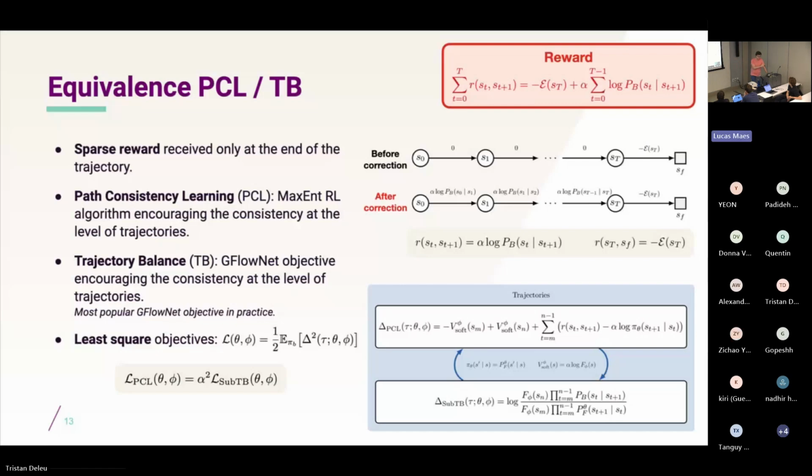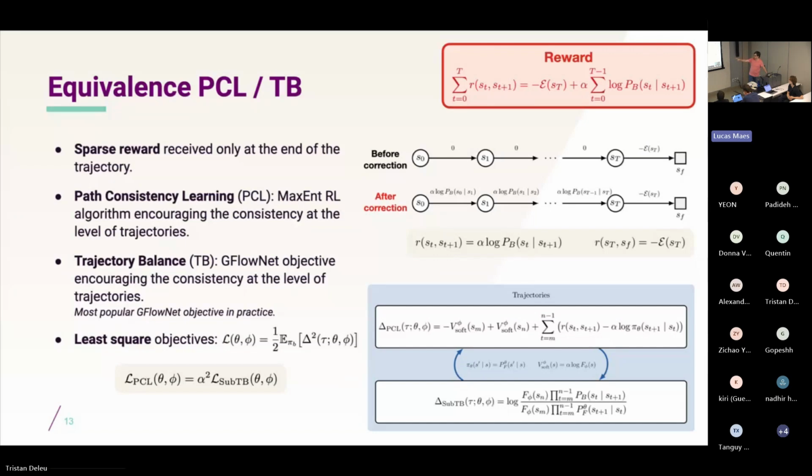This is on the one hand what we have for MaxEntRL, and on the GFlowNet side, we have this very popular objective called trajectory balance, which also encourages some kind of consistency at the level of trajectories. The objective that corresponds to it is given by this delta sub TB that I show down there. The objective for both PCL and trajectory balance, we can write as just a least square objective involving these residuals that I'm showing over here.